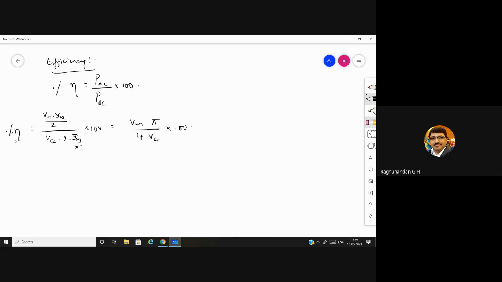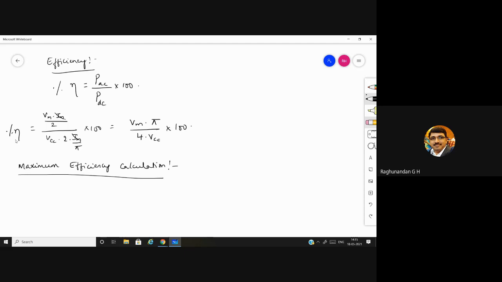So we have got Vm into pi by 4 VCC, but we need to find the exact value. So what is the efficiency value? In order to find that exact value, we have to go for the maximum efficiency calculation. In the maximum efficiency calculation, we are going to take up the maximum swing of the output.